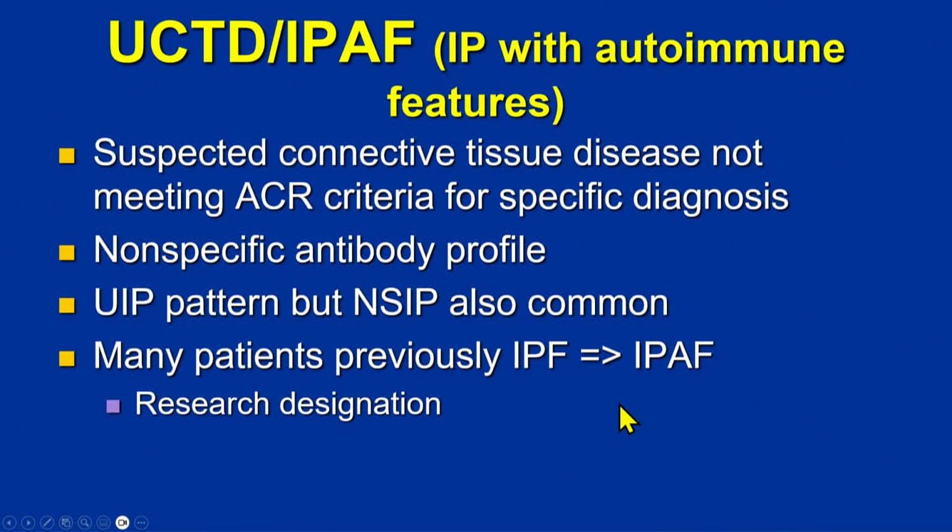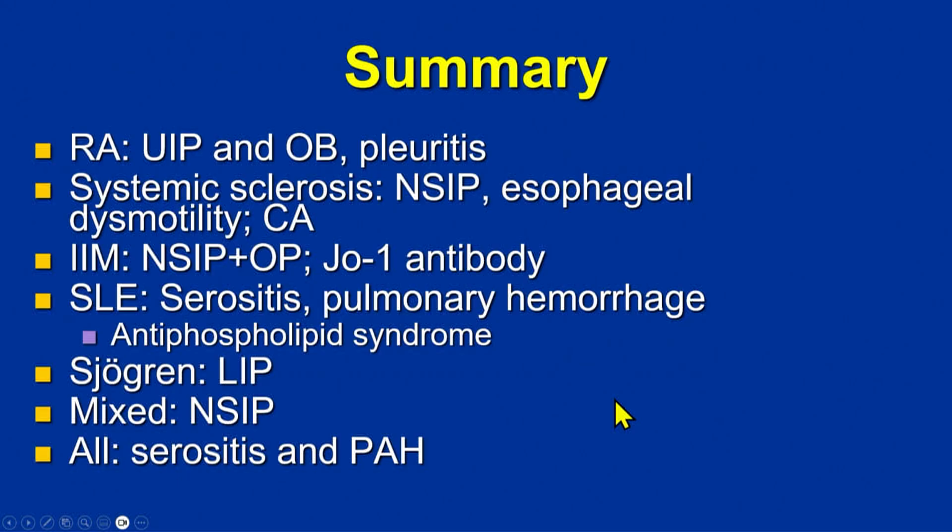And we're not going to go into too much detail about UCTD, undifferentiated connective tissue disease, and IPAF. This terminology, undifferentiated connective tissue disease, at least in the setting of interstitial lung disease, has fallen out of favor. We're trying to use this new terminology, IPAF, interstitial pneumonia with autoimmune features. But right now, it's really a research terminology, and we're just trying to label these patients so that in the future we can follow them and see how they respond to therapies and what their natural course is over time. So I won't go into too much detail here.